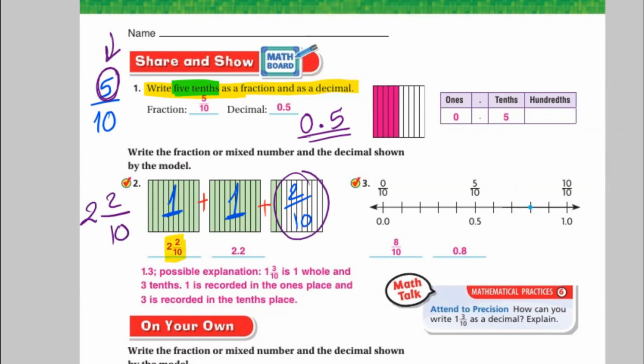Now we want to write this mixed number as a decimal number. How can we write it as a decimal number? What's the first thing we're going to put?